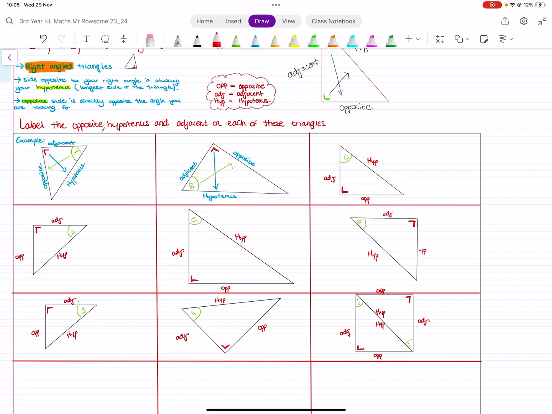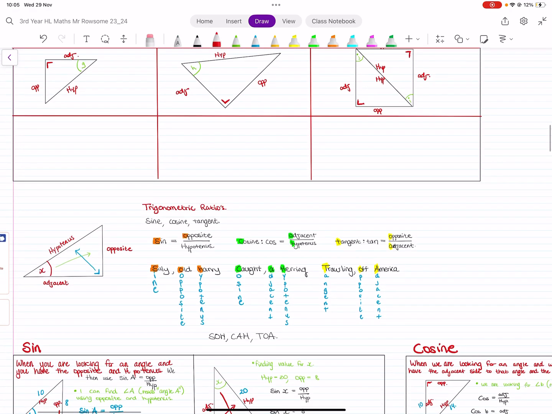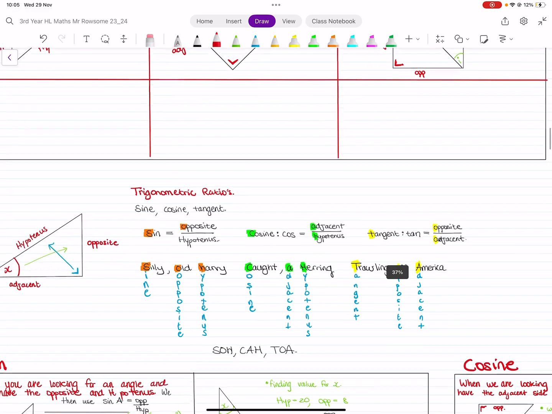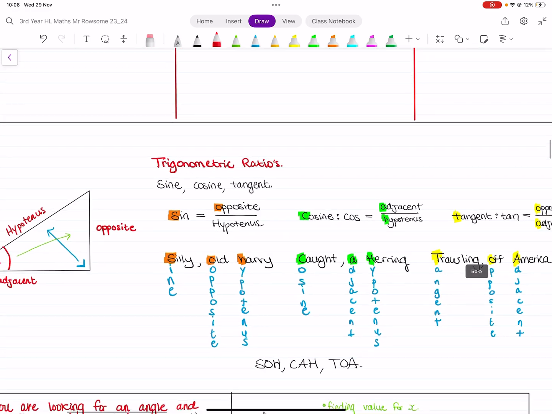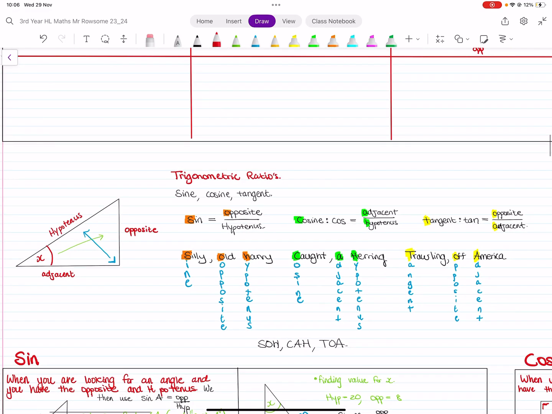Okay, so the next thing I want to do is go through the ratios themselves. So we have three ratios: sine, cosine, and tangent. Okay, so as I said, you use each ratio depending on what the question gives you.